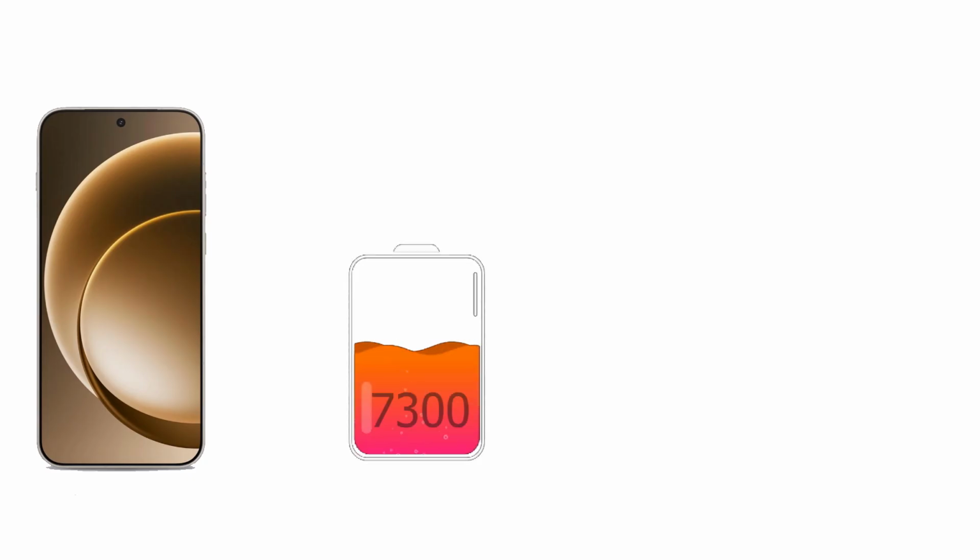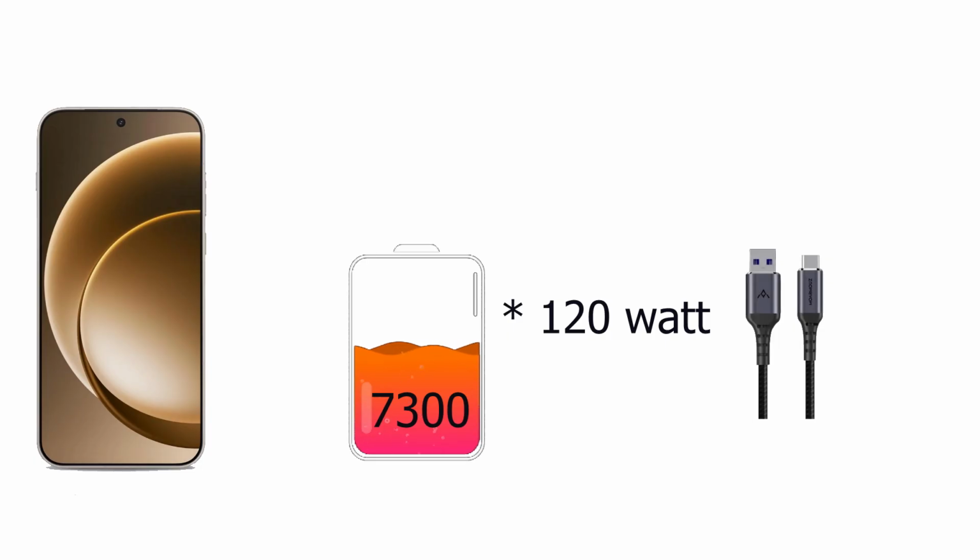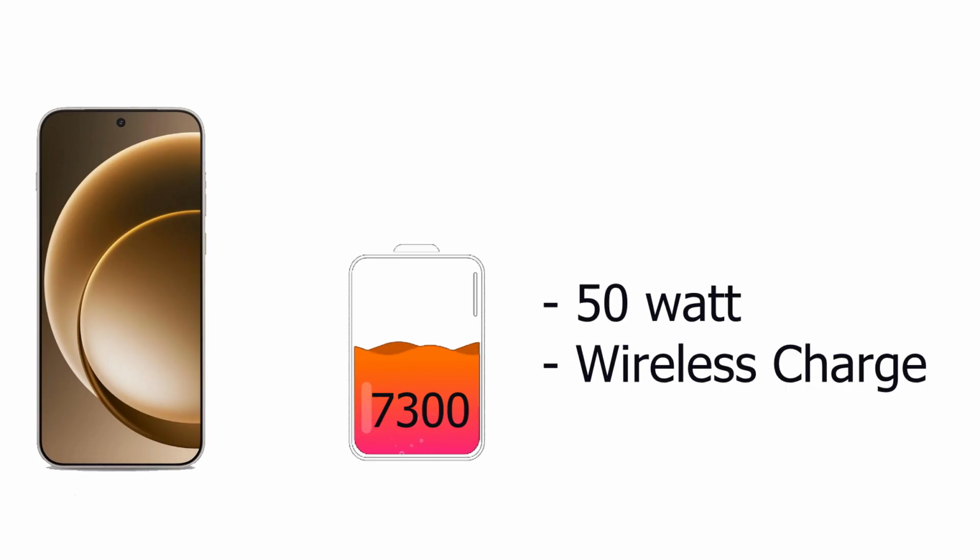Whereas the OnePlus 15 mobile comes with a huge 7300 mAh battery. It supports 120 watts fast wired charging, 50 watts wireless charging, and 10 watts reverse wireless charging. Even though the OnePlus 15 has a bigger battery, it weighs less than the Samsung Galaxy S25 Ultra.